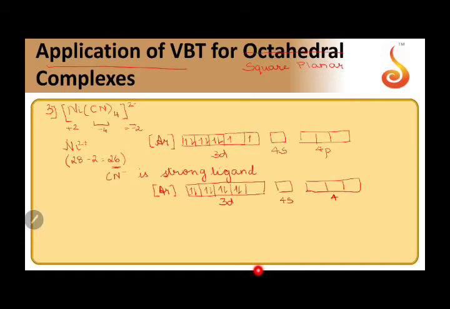Now 4 cyanide ligands are there. So we require 4 empty orbitals so as to accommodate 4 electron pairs from cyanide. 1, 2, 3 and 4. So 1 d, 1 s orbital and 2 p orbitals undergo mixing, hybridization, so as to result in dsp2 hybridization.